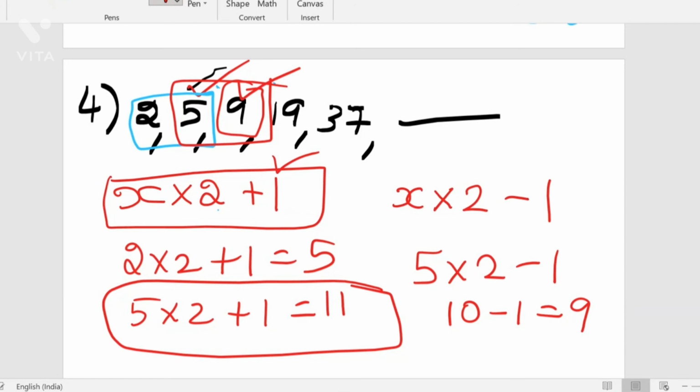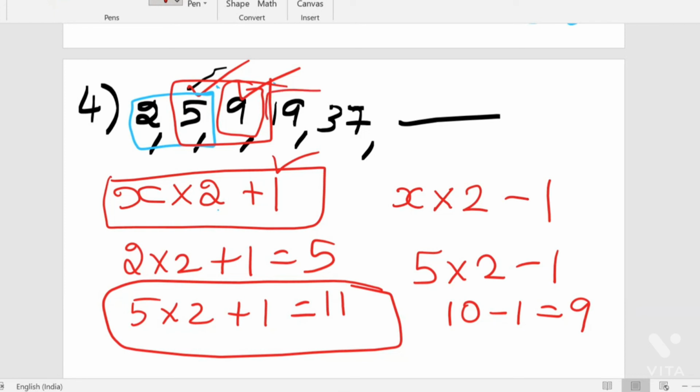So that means the first time we have to use the formula x into 2 plus 1. For the next number, x into 2 minus 1. Then again x into 2 plus 1. Alternately we have to use the formulas. X into 2 is the same for both, but plus 1, then minus 1, then again plus 1, again minus 1. We'll see for the next one.